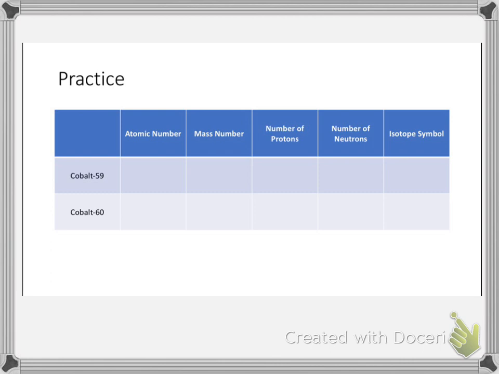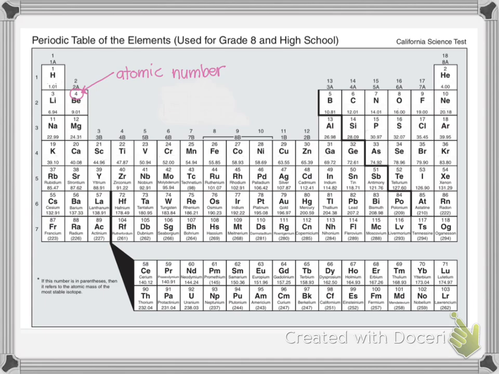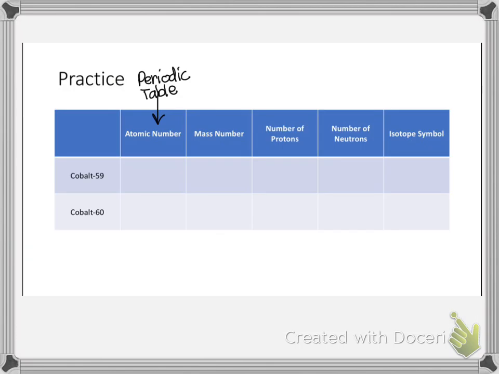All right. So this is cobalt 59 and cobalt 60. I know the element is cobalt. The atomic number is going to be found on the periodic table. So let's click back to our periodic table and find cobalt. Here is cobalt right here in the middle, Co, and its atomic number is 27. It would be 27 for both of these atoms because they're both cobalt.